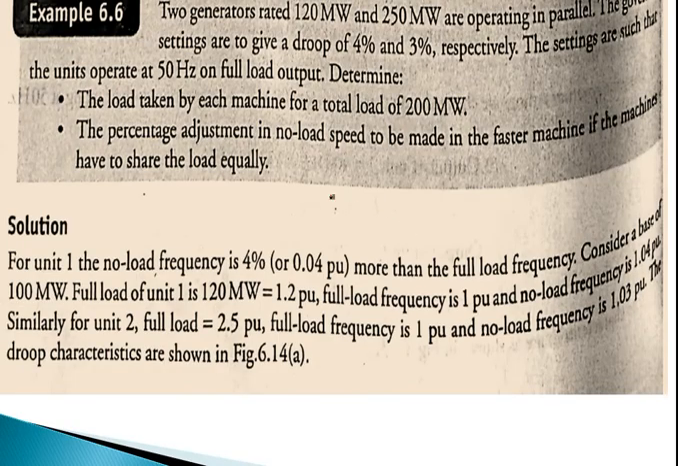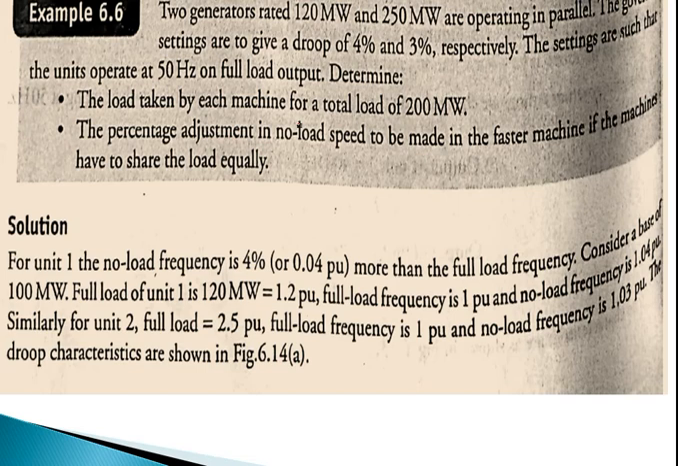So similarly, the next problem I have to discuss here. Two generators rated 120 megawatt and 250 megawatt are operating in parallel. The governor settings are 4% and 3% respectively. The settings are such that the units operate at 50 Hz on full load output. Determine the load taken by each machine for a total load of 200 megawatt. The percentage adjustment in no load speed to be made in the faster machine is to have them share the load equally.